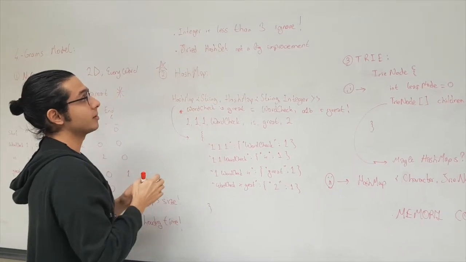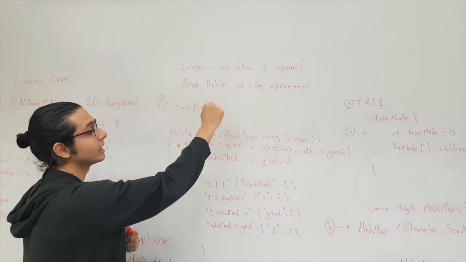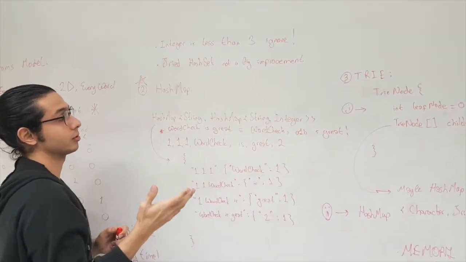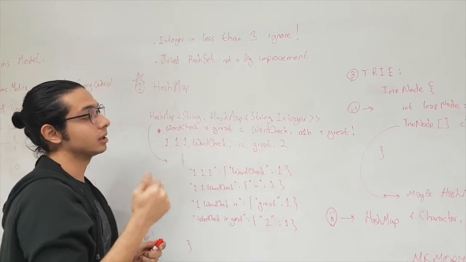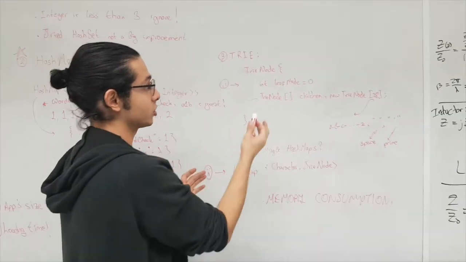Apart from this hash map, we furthermore improved it by ignoring the combinations that have less than 3 occurrences to improve our storage. And we also tried a hash set instead of hash maps. It didn't give a big improvement. We also tried with tries.